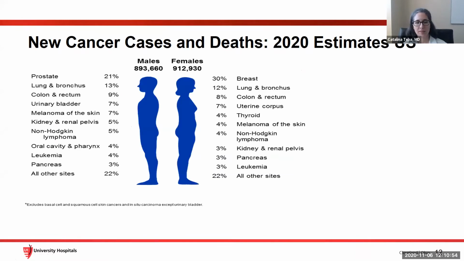New cancer cases and deaths in the United States from 2020 estimates. So for men and women, the most common cancer is their gender-specific cancer. But second to that is lung cancer. So it's very common, and that's why we talk about it and try to do something to prevent it.